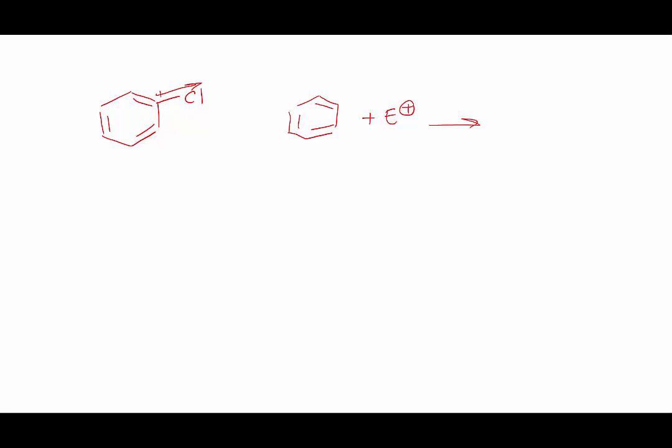But either way, what does it mean to deactivate the ring? It means pull electron density out so that this is not as electron rich, because the more electron rich it is, the faster it'll react with the electrophile. So push electron density in, you're going to make it go faster. Remove electron density, it's going to go slower. What else?